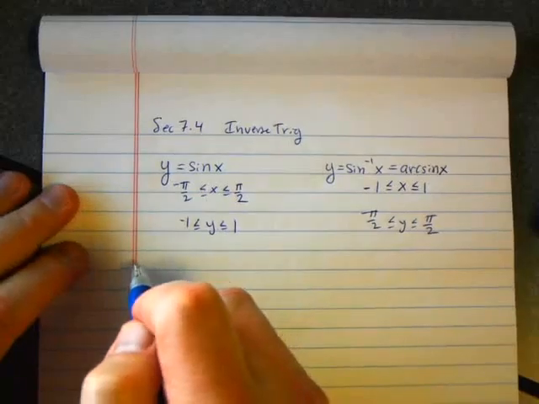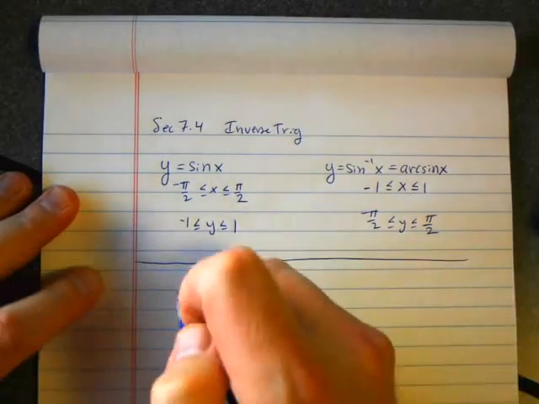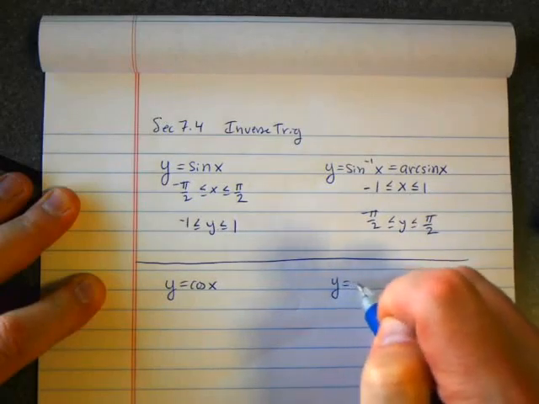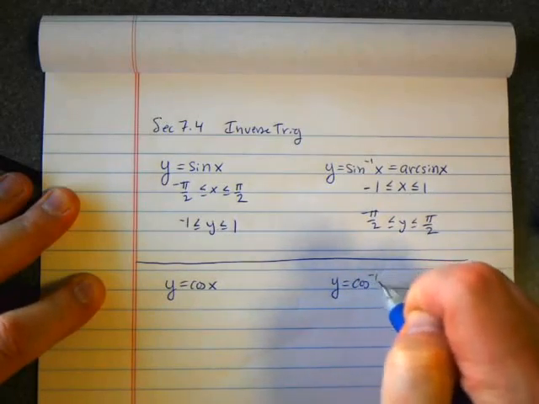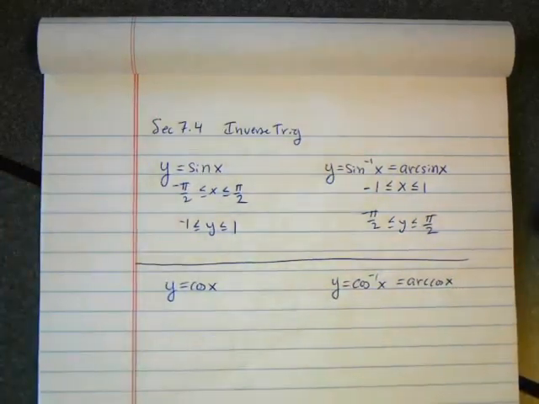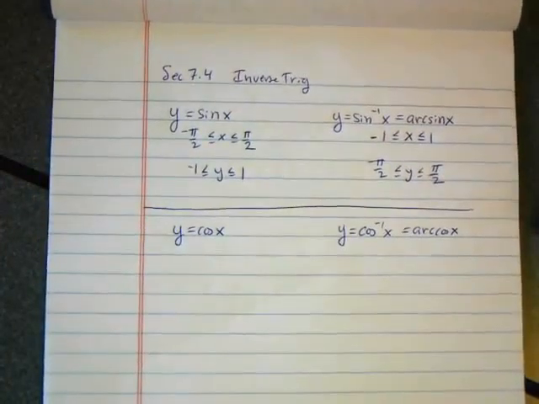Okay, and then we did the same thing for cosine. Y equals cosine x. And over here we want to talk about cosine inverse. And we had the exact same problem. The cosine function was not one-to-one. So we had to limit its domain. How did we limit the domain on the cosine function?